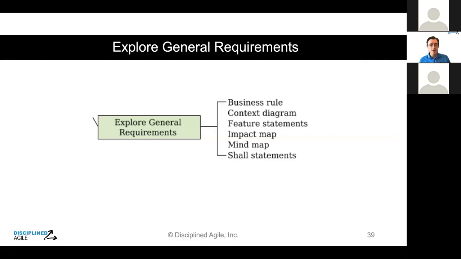And shall statements, to be honest with you, I can't remember the last time I saw a need or a context where shall statements, traditional, system shall do this or I shall do that. I don't typically see the need for those anymore, but context.